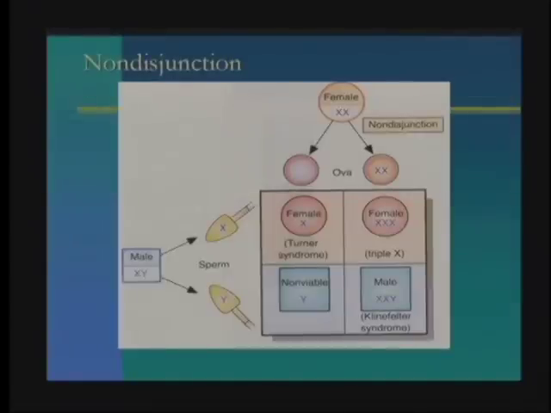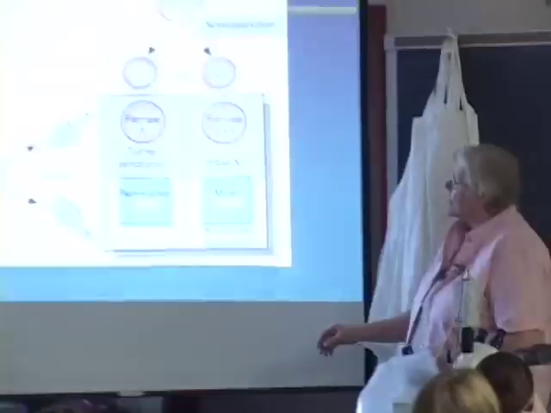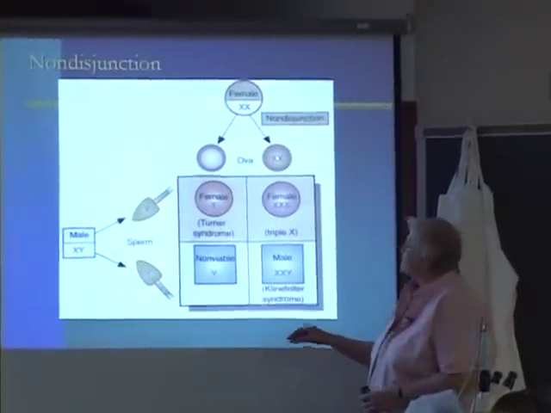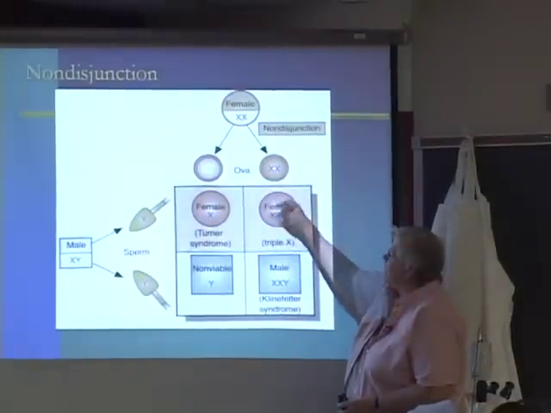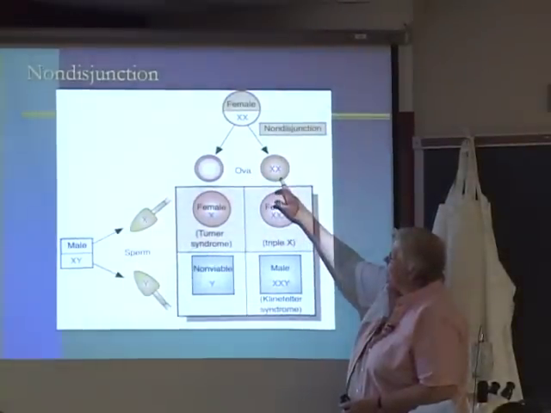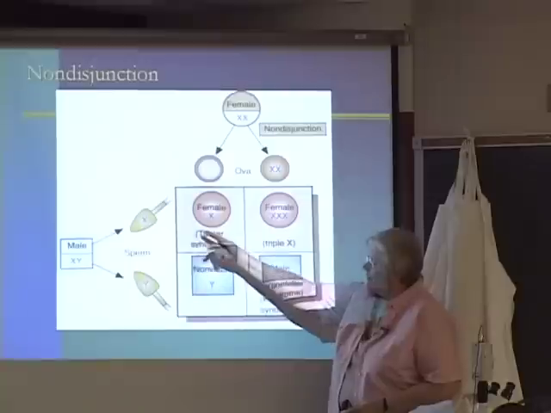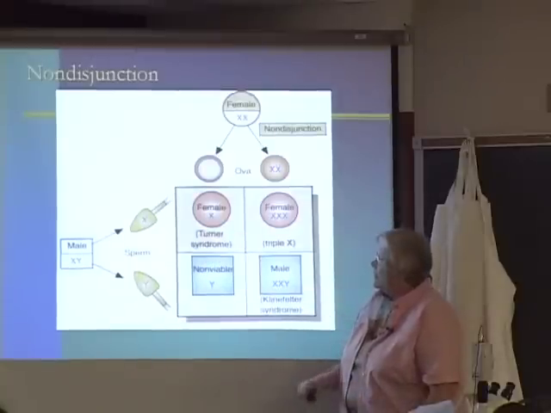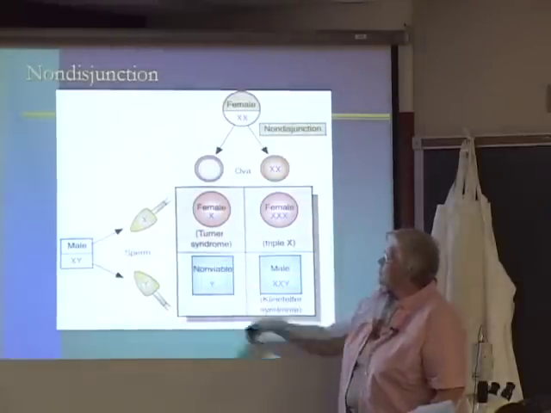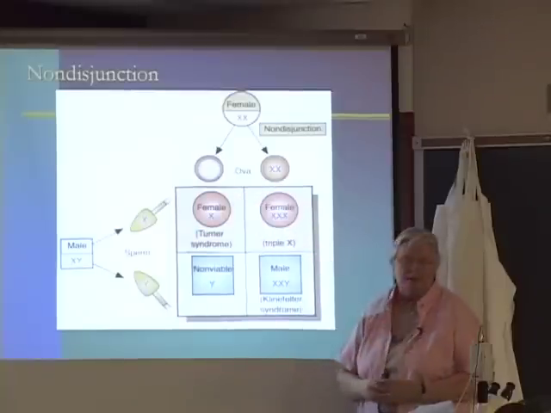This is just simply a picture showing non-disjunction. This actually happens to be non-disjunction involving sex chromosomes. Now, the trisomies that we talked about were ones that involved autosomes, but this is showing you what happens with sex chromosomes. So here we have an extra X in one egg cell, or this egg cell doesn't have an X, and it can be fertilized with a normal sperm cell. We're just showing the non-disjunction happening here with the female.